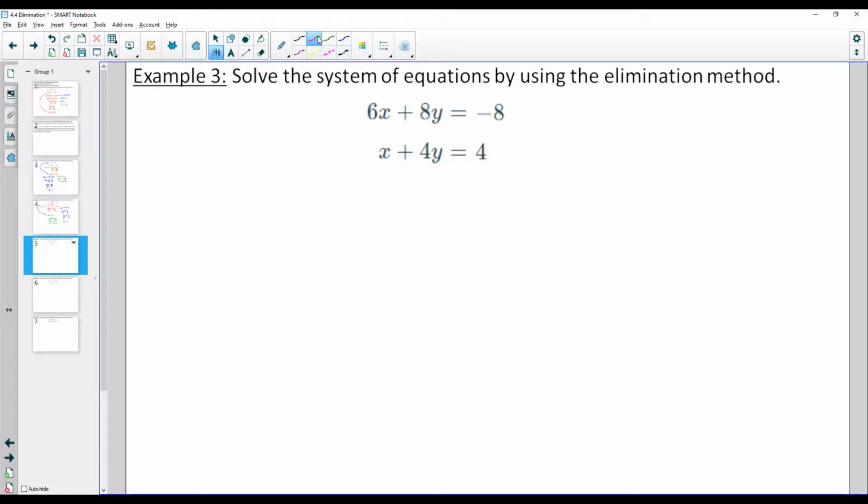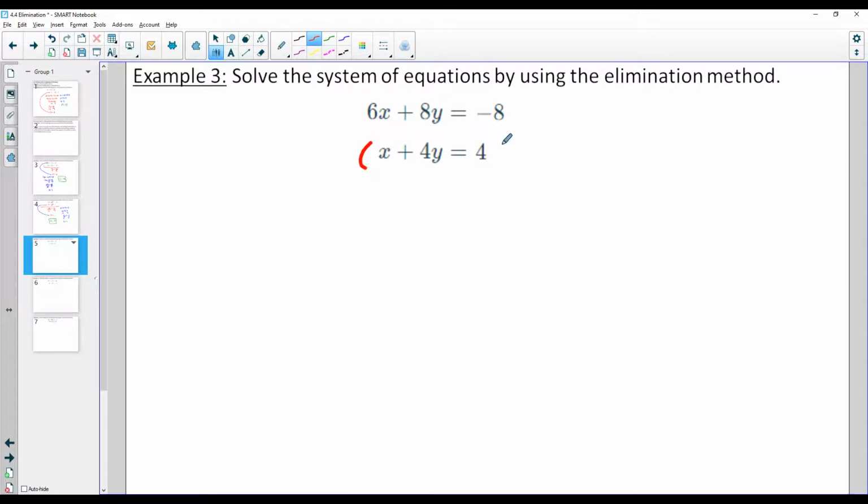Now on to the next one. Here, we're going to notice something. We aren't given any coefficients right off the bat that are equal or opposite. So what we're going to have to do is multiply one of these equations so that they match. And you'll notice that we kind of have two different options. We can multiply this equation by 6 so that we get 6x and 6x, or we can multiply it by 2 so that 4y times 2 equals 8y.